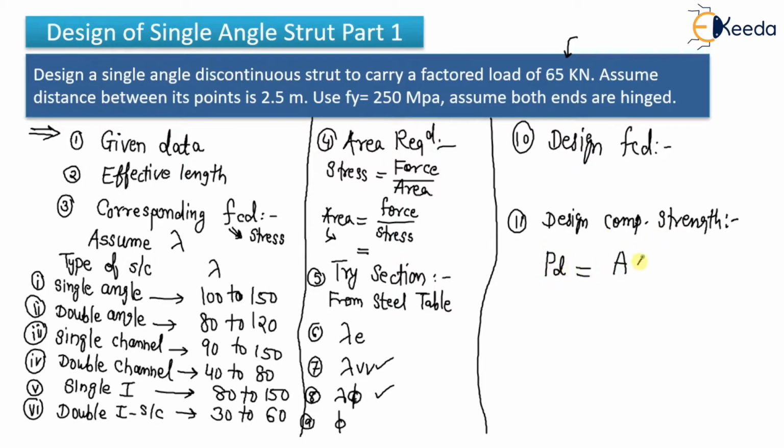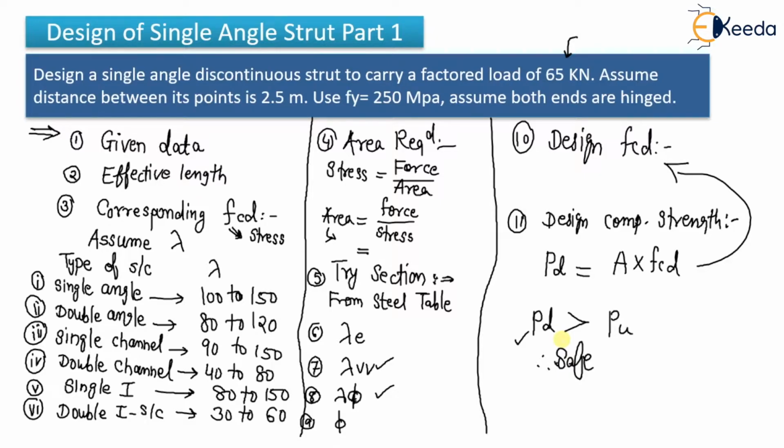It is area into FCD, which you calculated in step number 10. The area is the one you tried from the steel table, where you will write down the properties. And obviously your design load should be greater than the given load. For example, this load is 65, so your design load must be greater than this. Then and only then your section will be safe, otherwise it will be unsafe. So these are the steps that you have to follow.